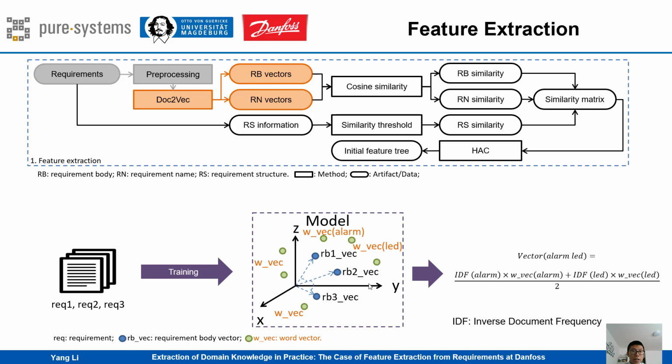Afterwards, we use IDF to weigh the vectors of a word in a requirement name, and then the requirement name vector is achieved by calculating the average vector of all the word vectors in a name. Here we can see an example of achieving the vector representation of lam-array. Finally, we use cosine similarity to measure the similarity value between two requirement bodies or names. That is, we measure the cosine value of the angle between two vectors.